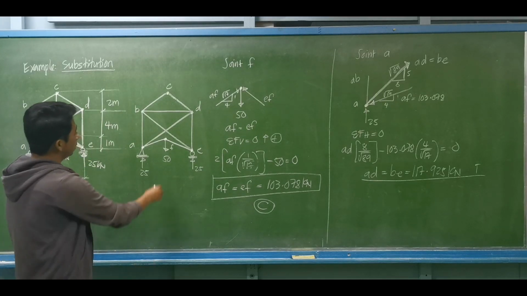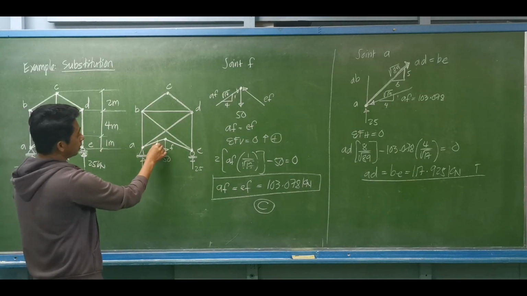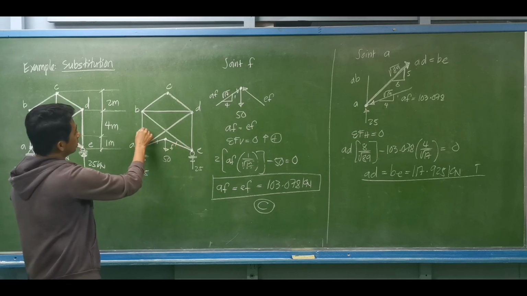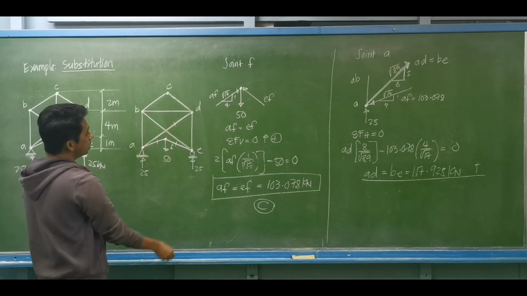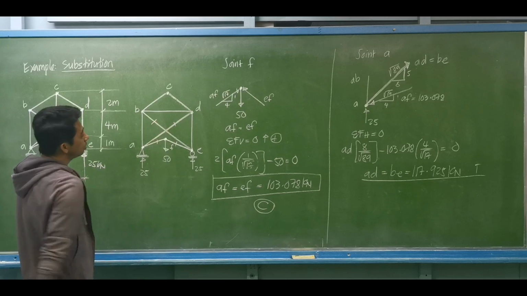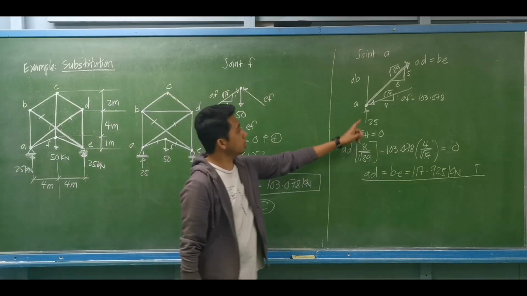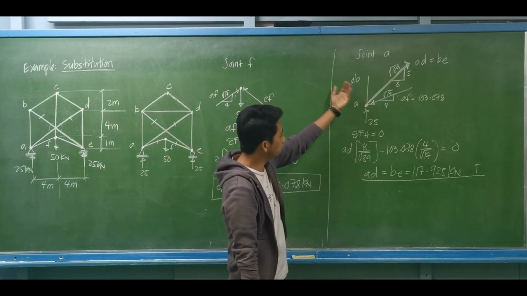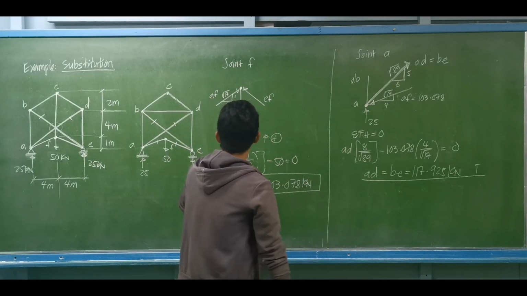So what have we finished here? We are able to compute for EF, AF. Okay, so this is BD and BE. Okay, we can now get AB. This is by summation of forces vertical.